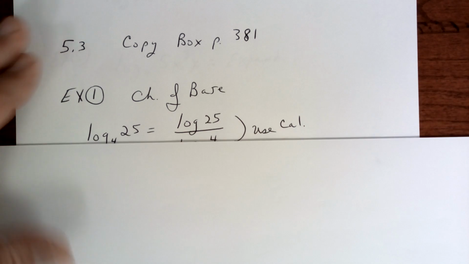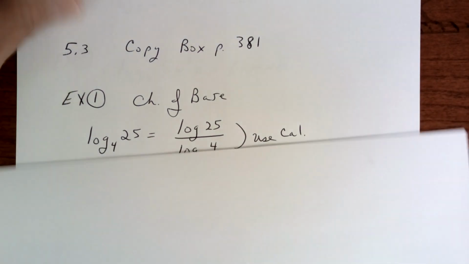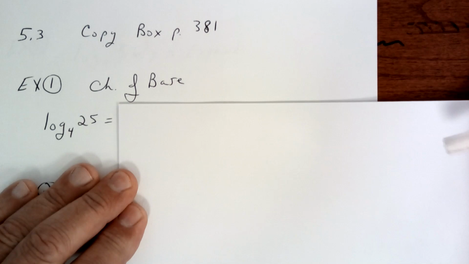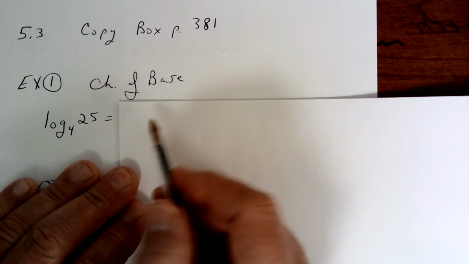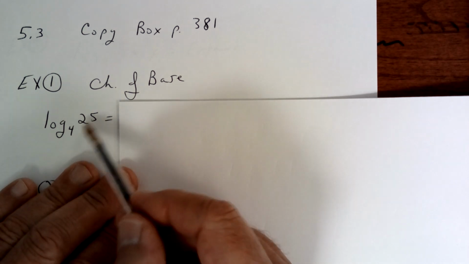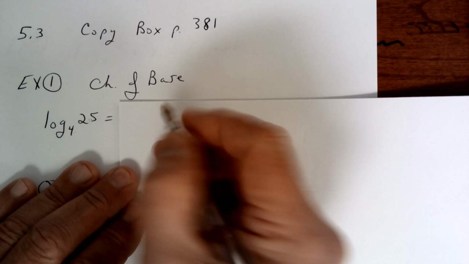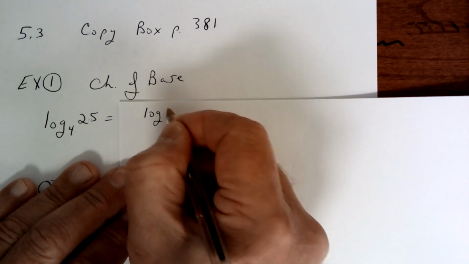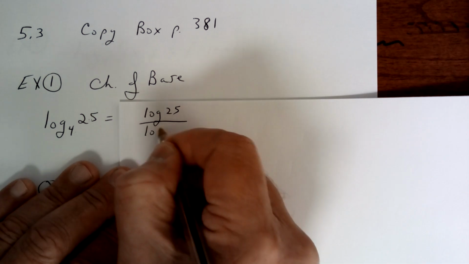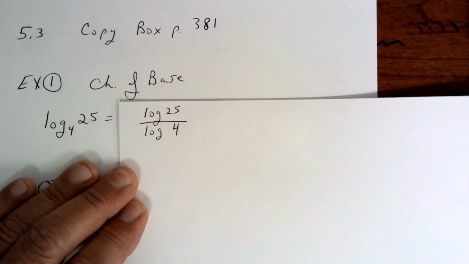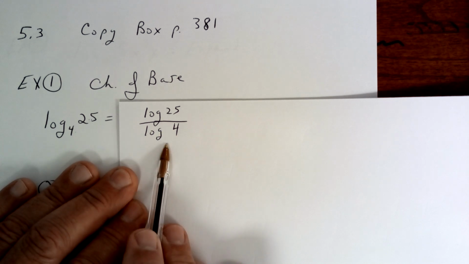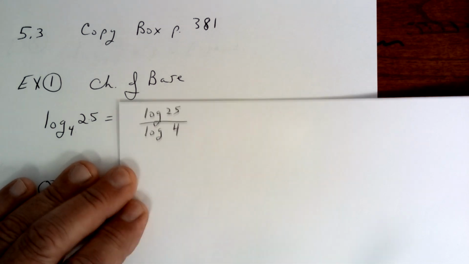Change of bases. All right, so to do change of base, we're going to use the common log, and you could use any base. What you do is use both of these. So I'm going to say the log of 25. Remember, it's base 10, and the log of 4, base 10. Okay? That's called a common log. And there it is right there.